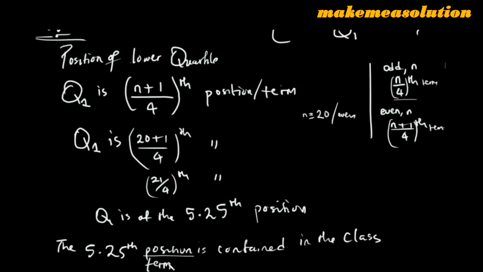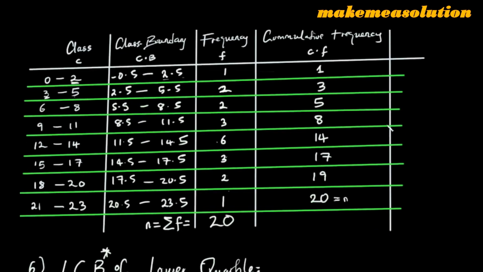Okay, so this is how we'll get it. Now, if you want to find the 5.25th data entry, or you want to find the class where the 5.25th data entry or position is, you need to thoroughly understand the role of this cumulative frequency column. Let me explain it very quickly to us.